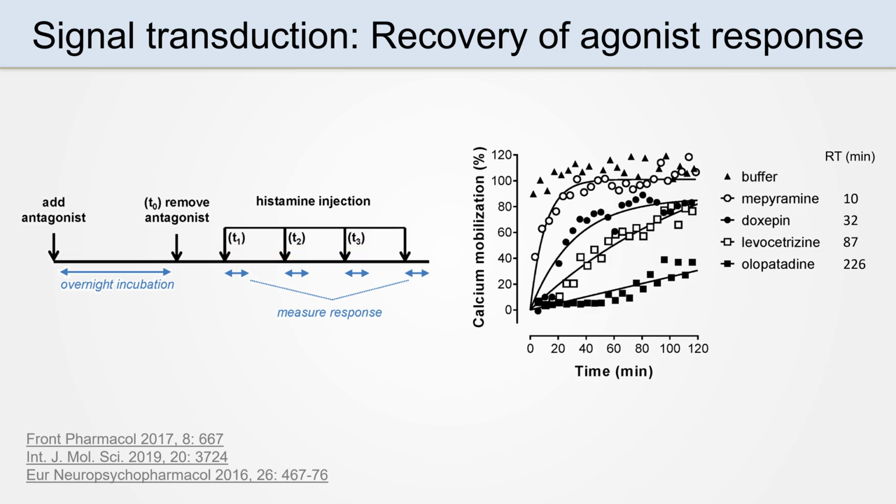On the right is the graph. Here the y-axis is the time interval between washout of antagonist and the measurement of the histamine response. Mepyramine dissociates rapidly, so the agonist response returns quickly. Other compounds dissociate more slowly, so it takes longer for the response to come back. The data are fit to a simple exponential equation to determine the antagonist residence times shown here.